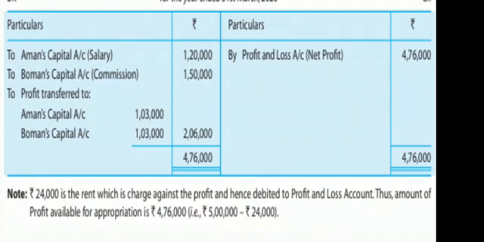On the debit side we are giving salary to Aman. Remember it was 1,20,000 per annum. So we are not supposed to multiply it by 12. So it is 1,20,000. Then Bowman's capital account, it is his commission. His commission was 5% of 30 lakh, means 1,50,000. Then after that we have to calculate the distributable profits. So 4,76,000 minus 2,70,000. When I say 2,70,000, it is the total of 1,20,000 and 1,50,000.